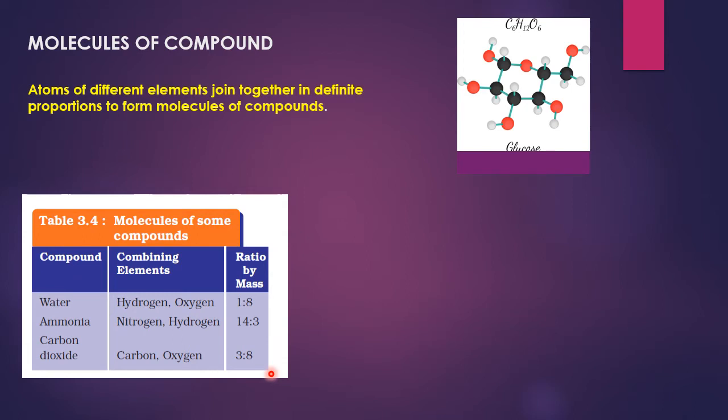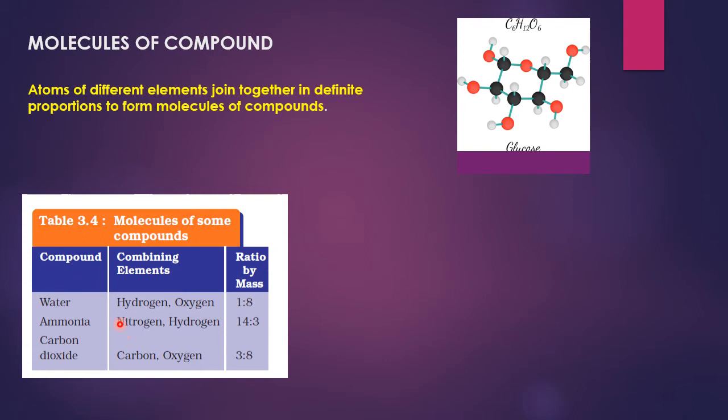This is the table. I have taken it from your textbook, page number 36. Here the example of some compounds are given. Number 1 water, number 2 ammonia, number 3 carbon dioxide. Water is formed after combining hydrogen and oxygen, and both the substances combine together in a ratio by mass 1:8, and this is a definite proportion no matter what is the source of water and at which place you are getting water. The ratio by mass in water will be same, will be constant.